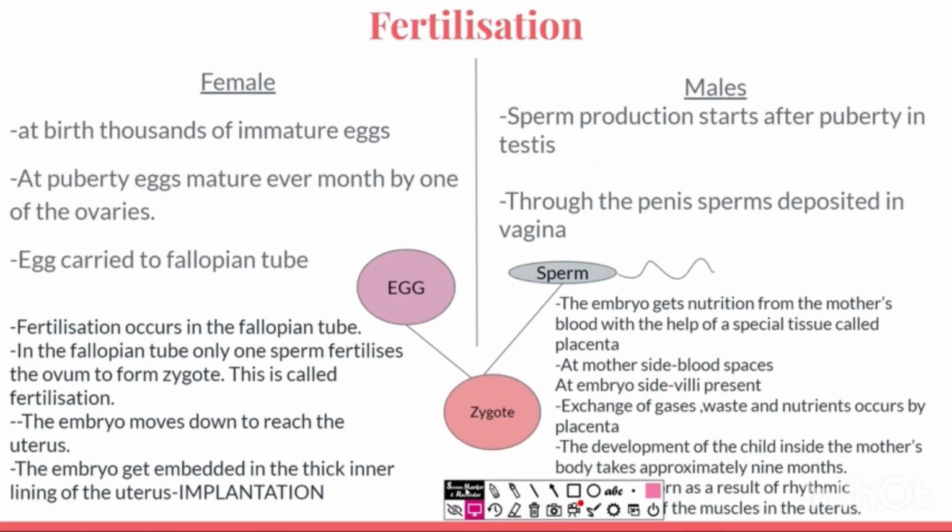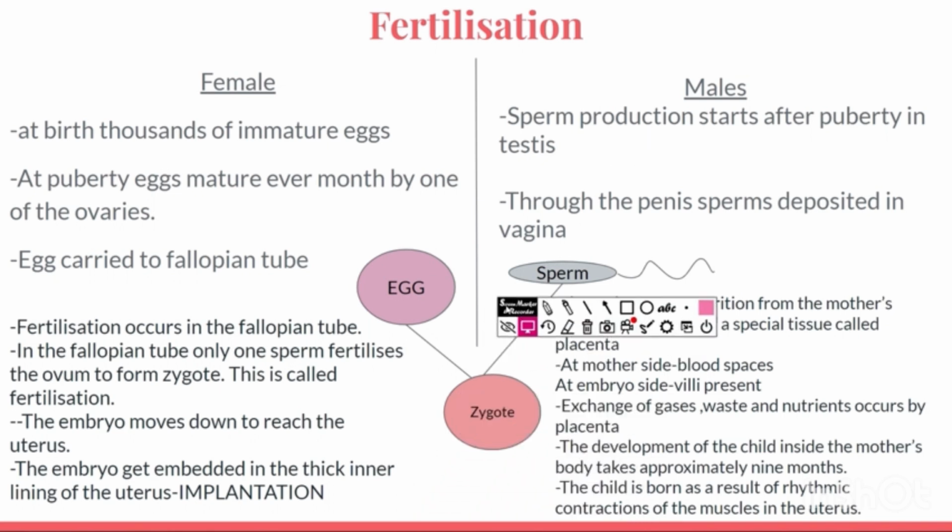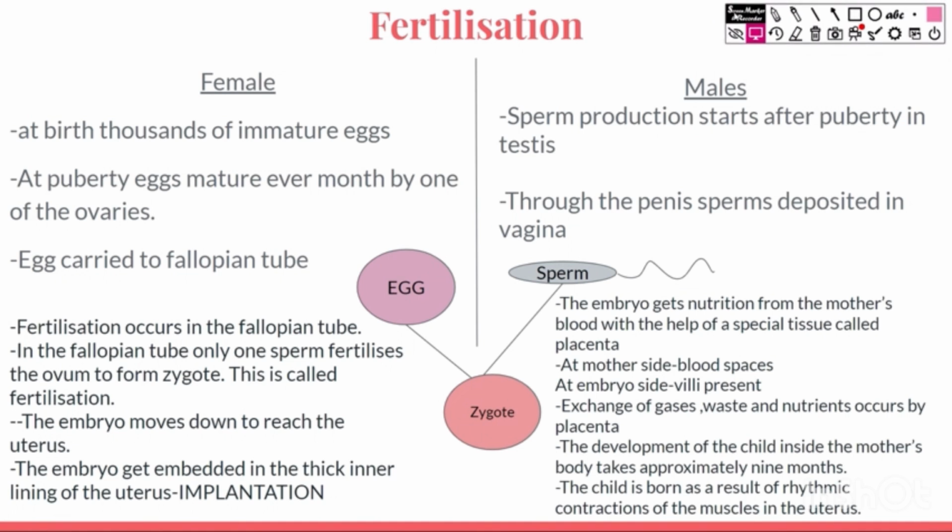Moving ahead to fertilization. How does fertilization take place in human beings? We have seen how fertilization in plants takes place. Let's see how fertilization in humans takes place. So let's see what happens in females and what happens in males. Let's start with the males. In males, the sperm production starts after puberty in the testes, we have seen. Then through the penis, the sperms are deposited in the vagina. Now the mature sperms are deposited in the vagina.